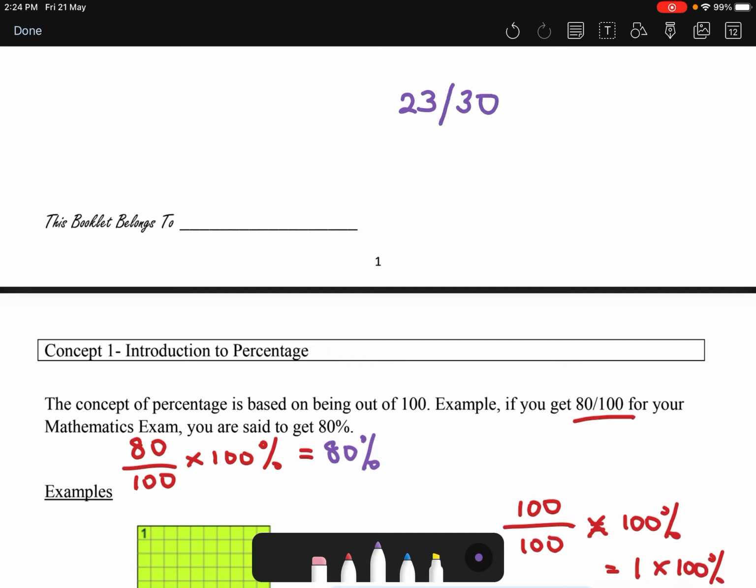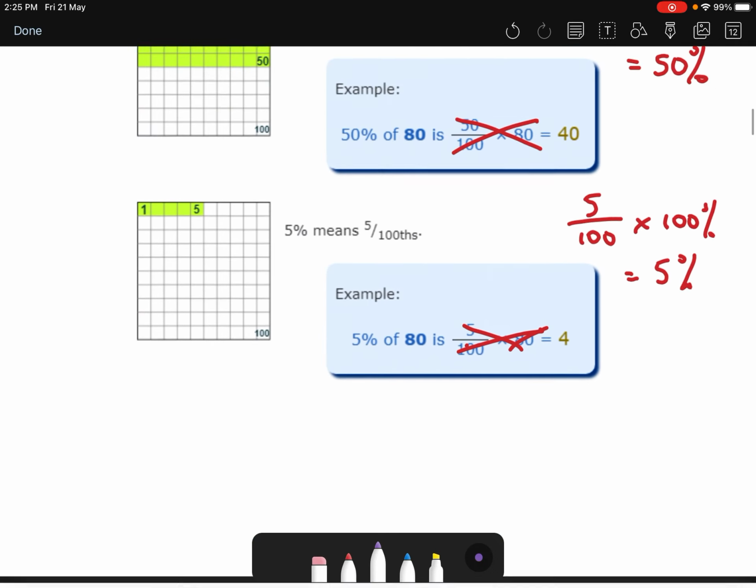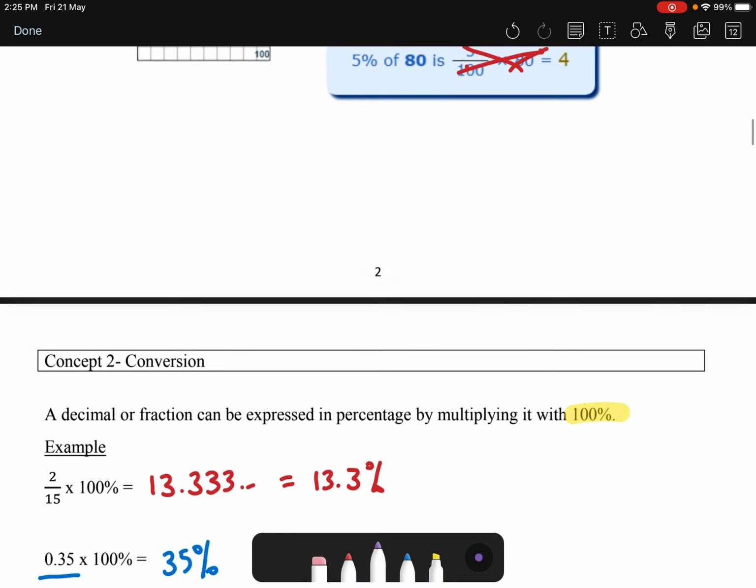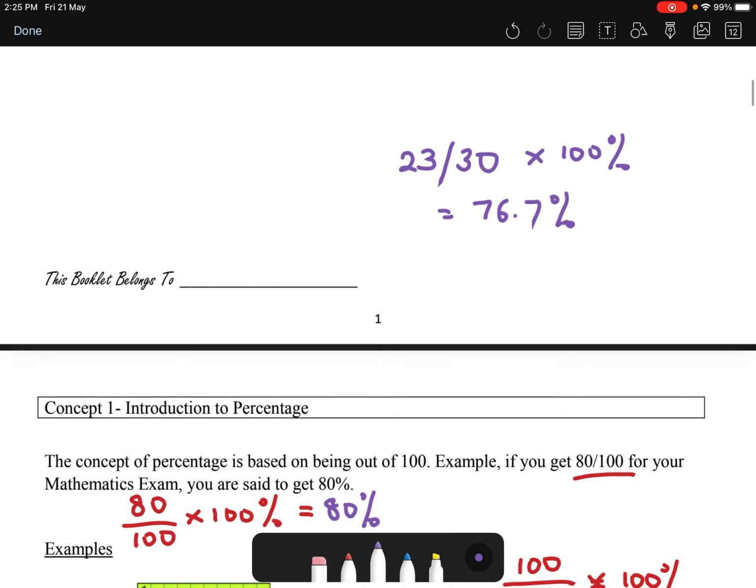So how do I express this in terms of percentage? You simply multiply this by 100%. If you press your calculator, you should get 76.7%. This way I express my score in terms of percentage. It's also not necessary that my percentage is less than 100%. Sometimes it can be more than 100%, right?